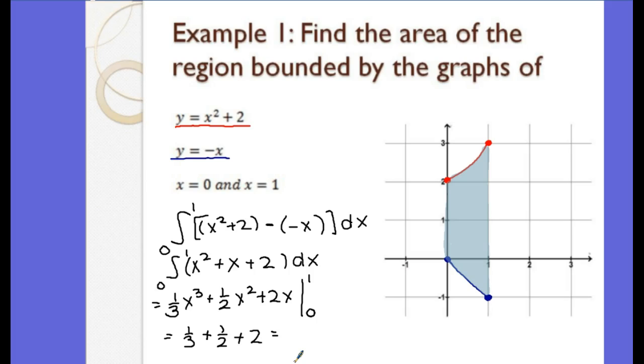So you have 1/3 plus a half plus 2. So create yourself some common denominator.